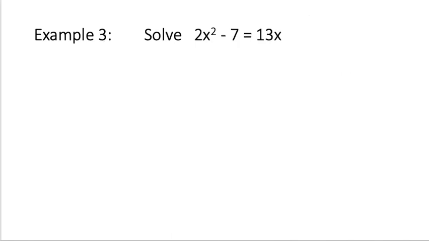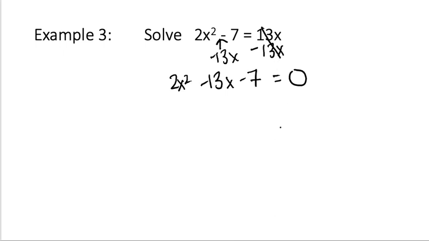For my last example, notice this one is not set equal to 0. So the first thing I need to do is get it set equal to 0. And to do that, I would subtract 13x from both sides. So over here, that does its purpose of getting it equal to 0. Now I need to pay careful attention about where this negative 13x goes. It cannot combine with 2x squared. It cannot combine with the negative 7. But I've got to make sure that I put it in standard form, so it needs to go right in the middle here. So I'm going to write it as 2x squared minus 13x minus 7.